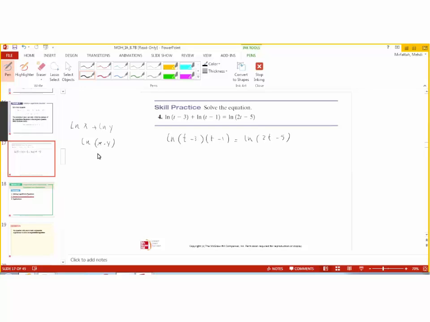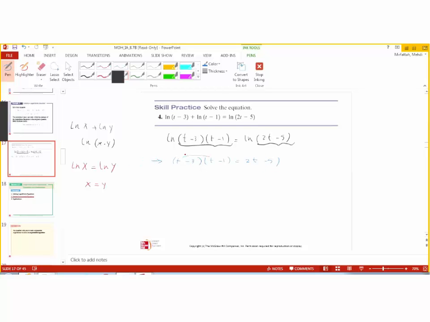And then what's the next step? I guess you distribute it. Okay, we can distribute, but from here, if natural log of x is equal to natural log of y, we can conclude that x is equal to y. So right here, we can show that t minus 3 times t minus 1 must be equal to 2t minus 5. We don't have that natural log there anymore, so we can solve for t.